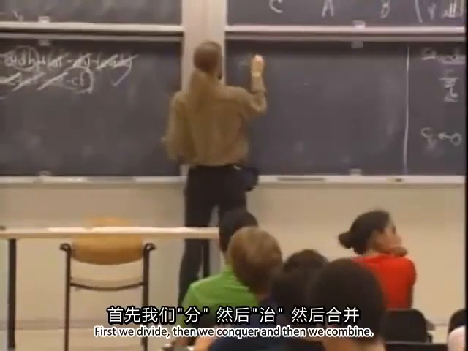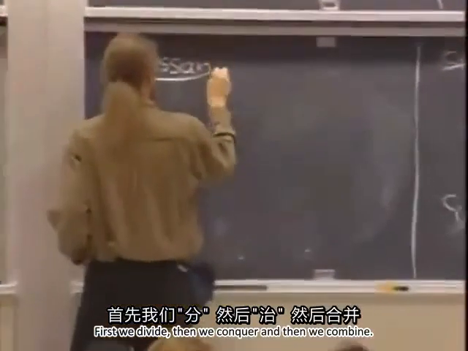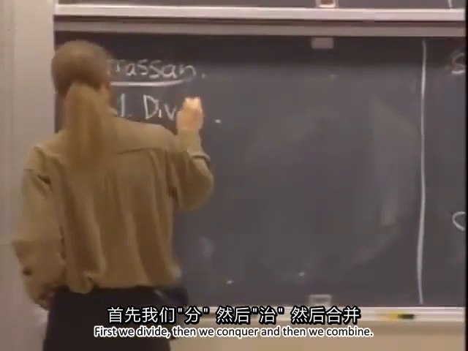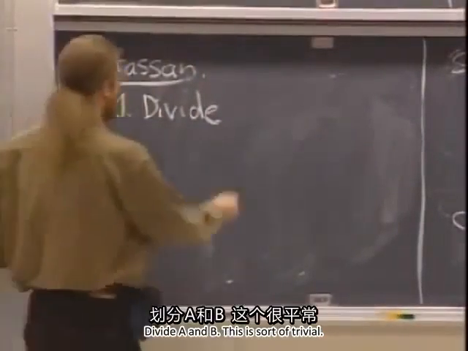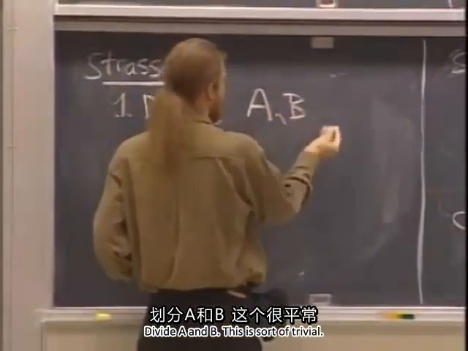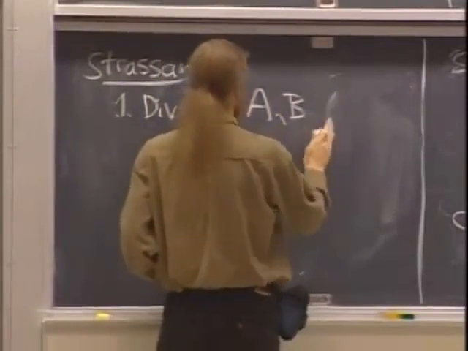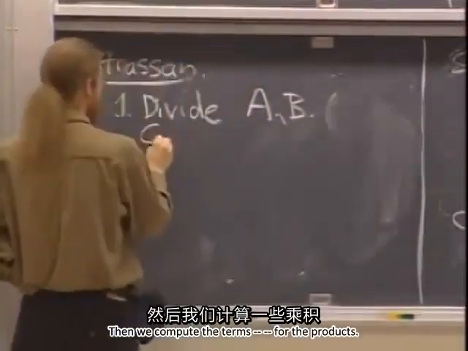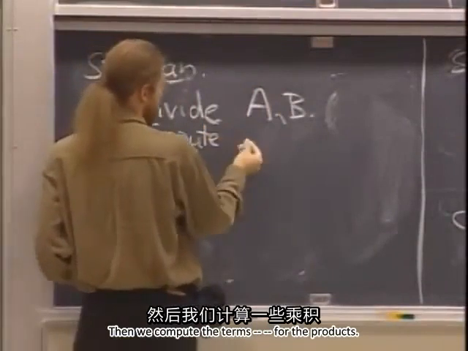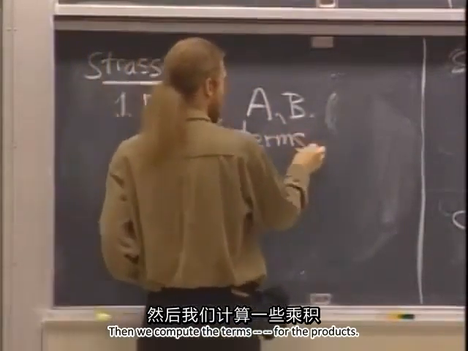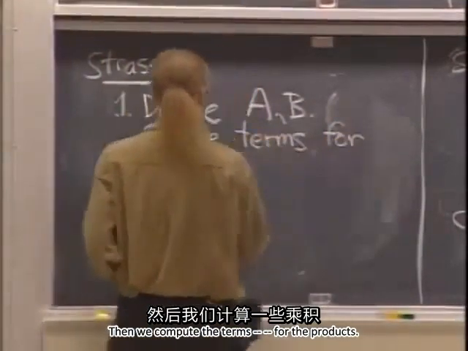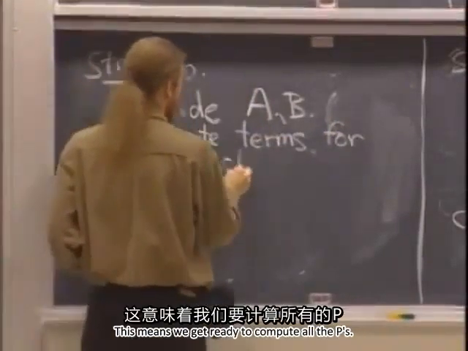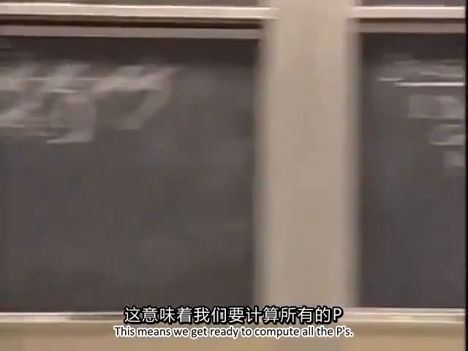Okay, algorithm. So this is Strassen. First we divide, then we conquer, then we combine, as usual. Fine. Divide A and B. Okay, this is sort of trivial. Then we compute the terms for the products. So this means we get ready to compute all the P's.